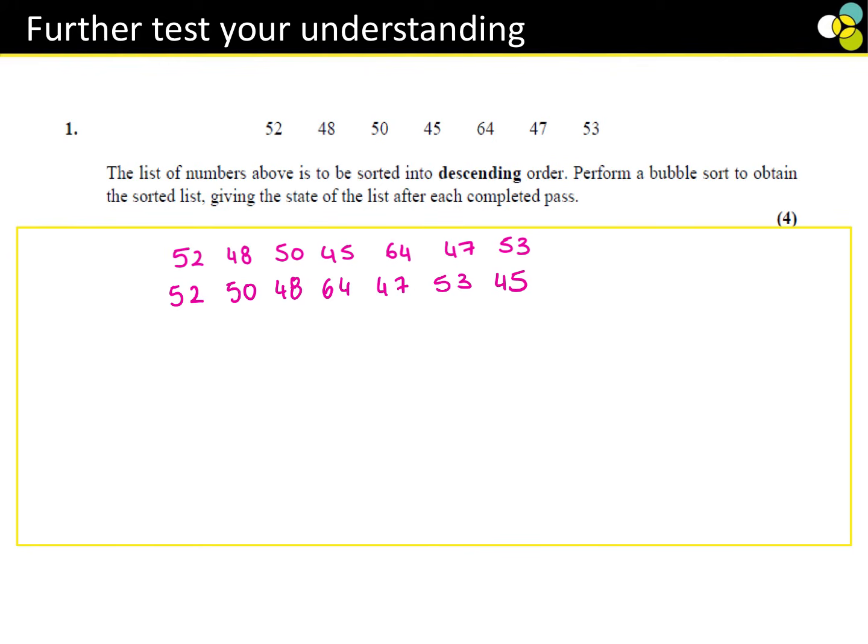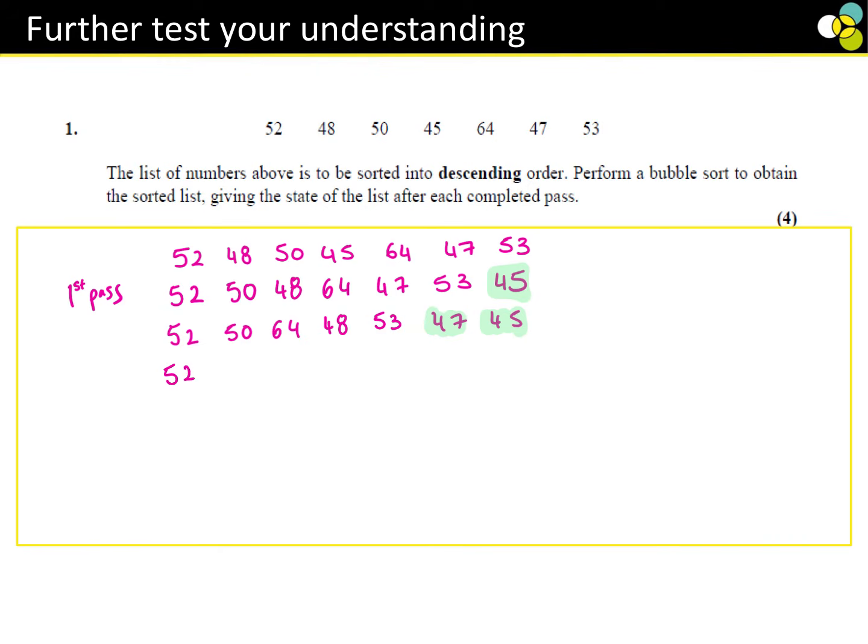Okay, so this is our first pass. Okay, and you can write on the side, first pass. Now you can see here, 45 is our magic number now. We don't have to worry about that. Next pass, 52 and 50 can stay the same. 50 and 48 can stay the same. 48 and 64 can definitely change. 48 and 47 can stay the same. 47 and 53 can change. And then we know we have our 47 and 45.